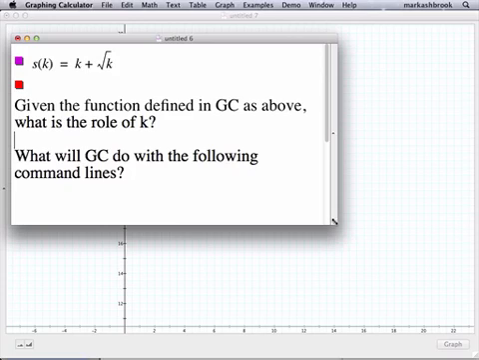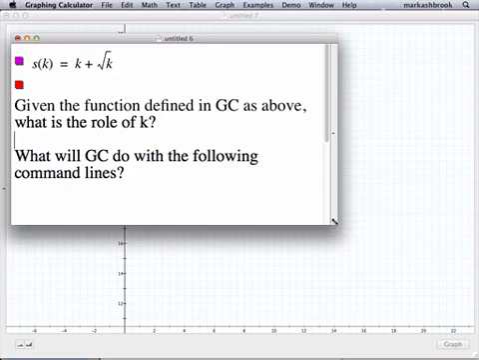So in this first command line here, I've defined s of k equals k plus square root of k. So my first question is, given the function defined in graphing calculators above, what is the role of k here? What is the role of k as I've defined s of k? Okay, input. Okay, it's the input, it's the independent variable. Okay, that's true. But what role does it play?